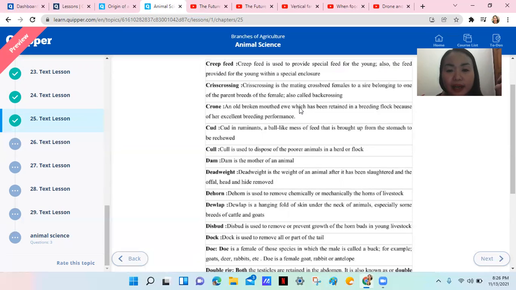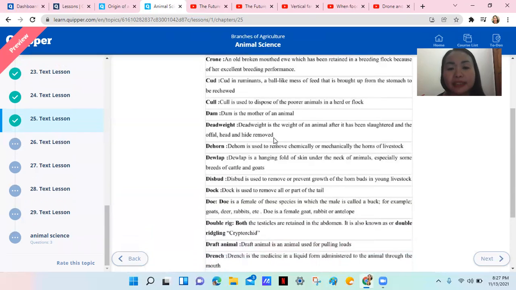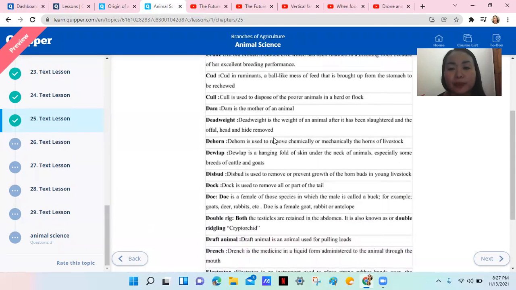So again, it's the mating of crossbred females to a sire belonging to one of the parents' breeds of the female, also called backcrossing. Crone is an old broken-mouthed ewe which has been retained in the breeding flock because of her excellent breeding performance. Cud in ruminants is a ball-like mass of feed that is brought up from the stomach to be chewed.